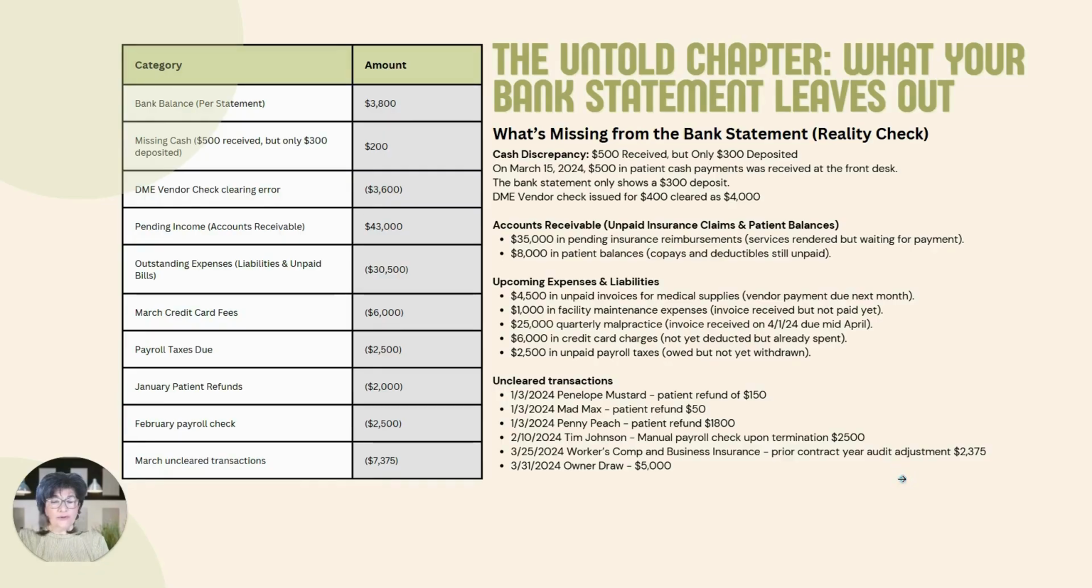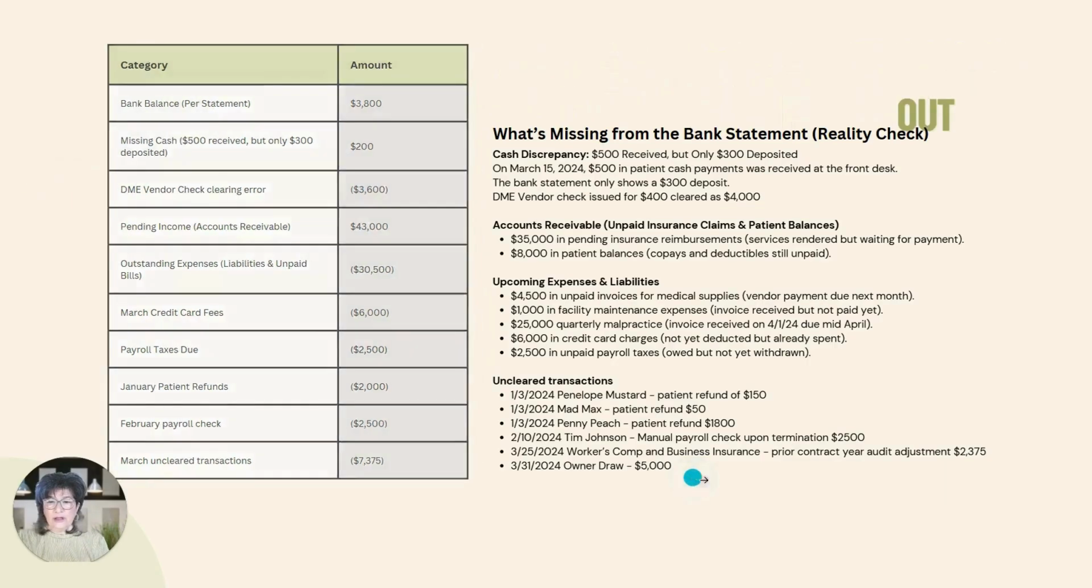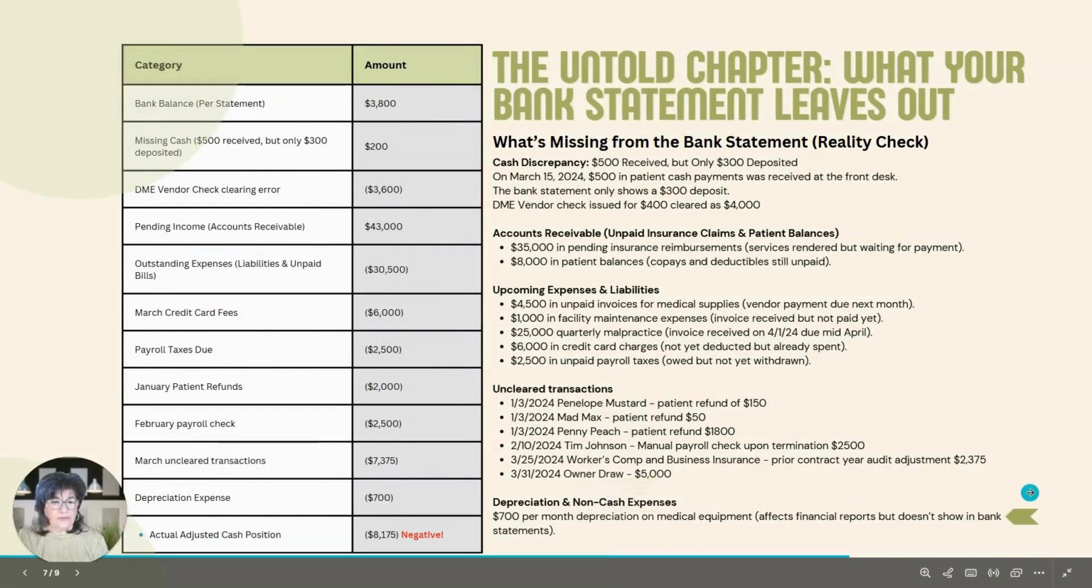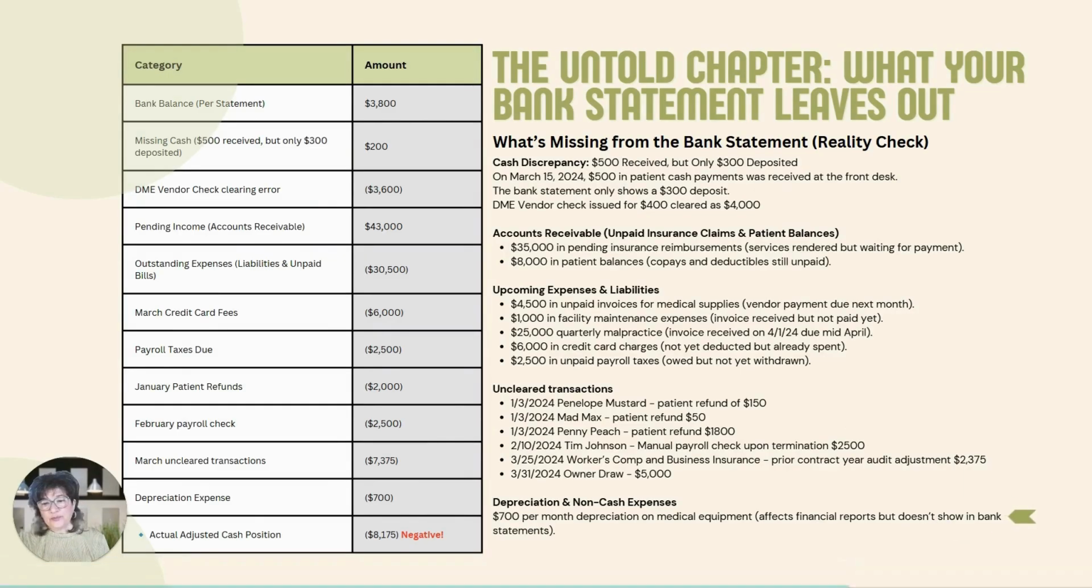You also just finished your insurance audits, and you owe the insurance company $2,375. That also has not hit the bank, so therefore that's missing. And as a business owner, you took a distribution of $5,000, and you did not tell your bookkeeper yet that that's happened, or whoever's doing your bookkeeping. So that's also missing.